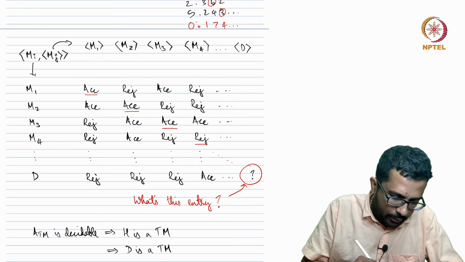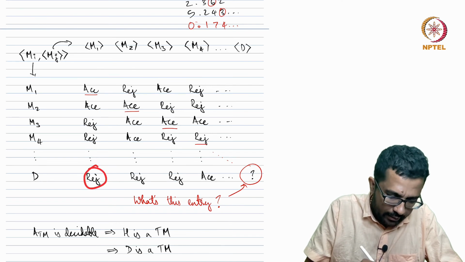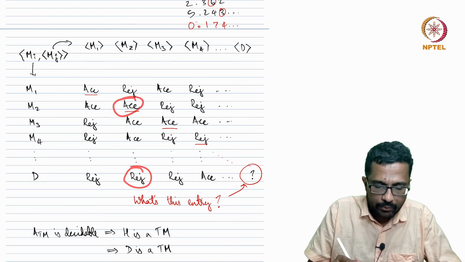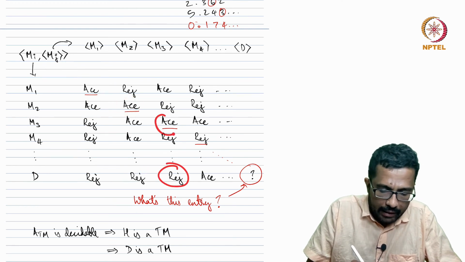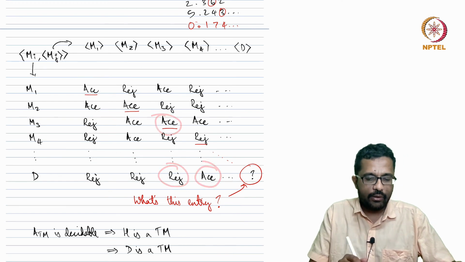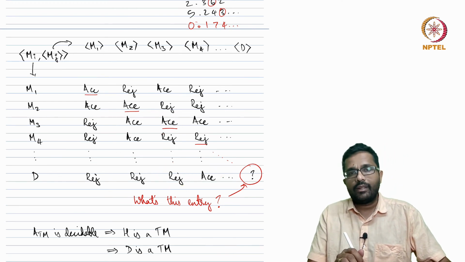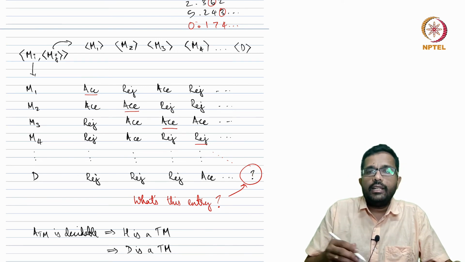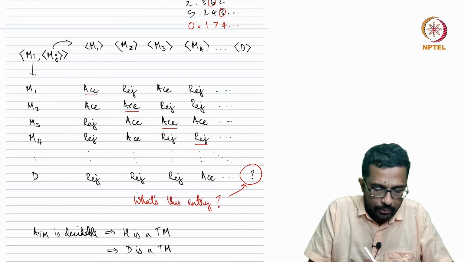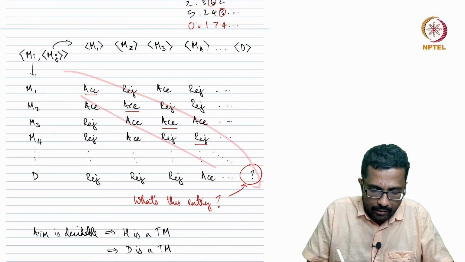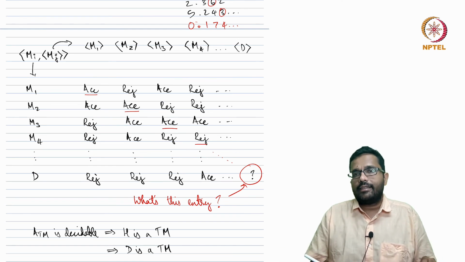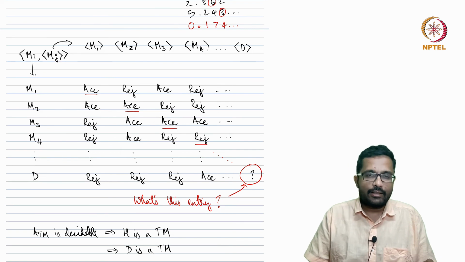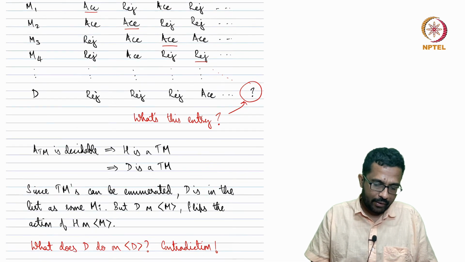So D is supposed to reject M1 since M1 accepts M1. D is supposed to reject M2 because M2 accepts M2. D is supposed to reject M3 because M3 accepts M3. D is supposed to accept M4 because M4 rejects M4. Right. The issue arises when we start worrying about what should D do on its own description. So D is supposed to look at the diagonal entry and flip the entry, but then D itself contains a diagonal entry. So there is nothing you can fill in there in a consistent manner without a contradiction. So that's the issue.